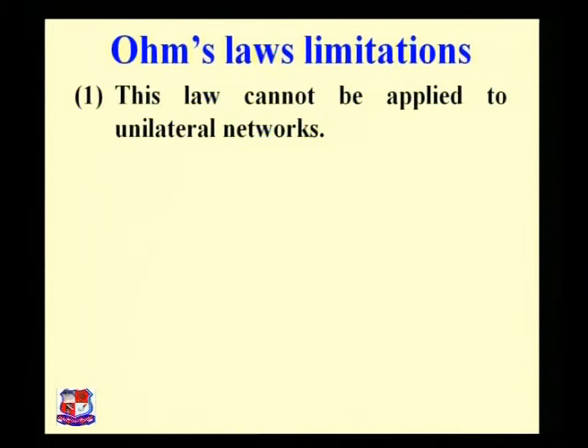Now the second question is Ohm's law limitations. There are a few limitations of Ohm's law. First thing is that this law cannot be applied to unilateral networks. That means if any network has a unilateral component, then Ohm's law cannot be applicable, because the characteristic of a unilateral network is not linear. So we can easily say that Ohm's law is applicable only for linear networks.